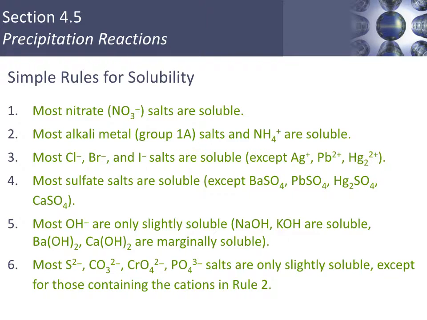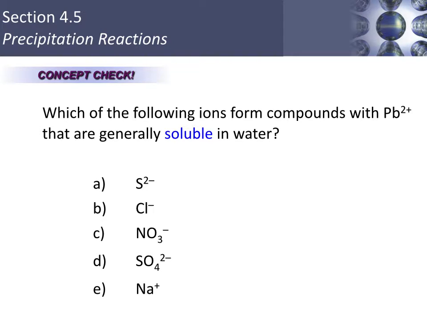Let's look at a sample problem. Which of the following ions form compounds with lead that are generally soluble in water? Pause it here, think about it for a sec, look back at your list. If you said C, you would be correct. A, B, and D are all going to form precipitates, and a compound cannot form between lead and sodium for E there.